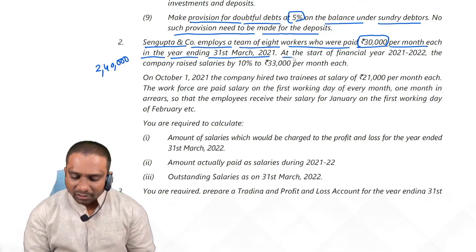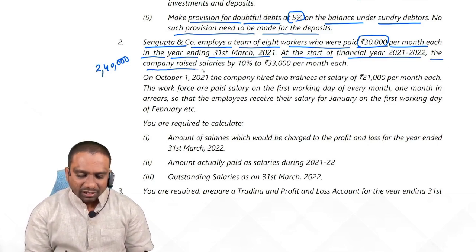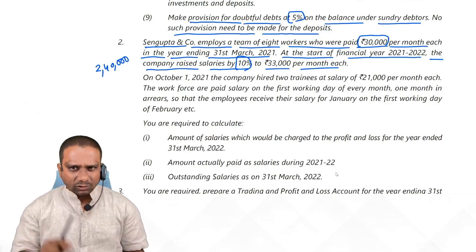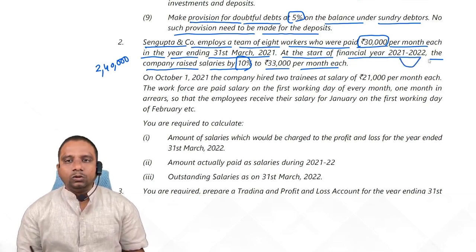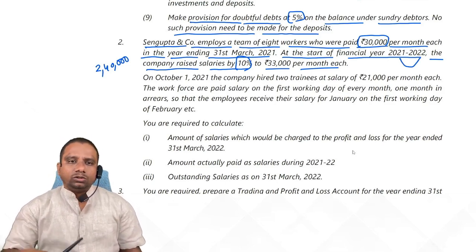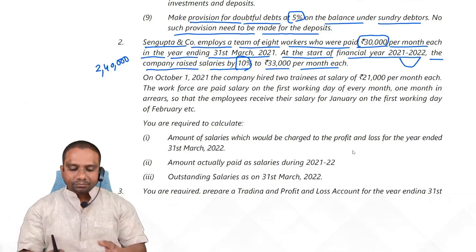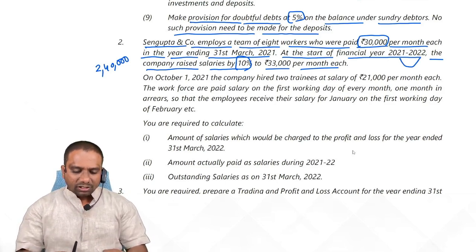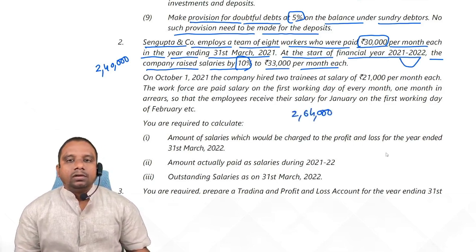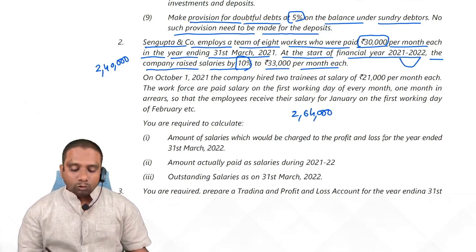At the start of financial year 21-22, the company raised salaries by 10% to 33,000 per month. Now, from the financial year 21-22, what is the salary of each employee? 33,000 rupees. So 8 employees into 33,000 is 2,64,000. Is it clear? Per month, salaries have now increased to 2,64,000.